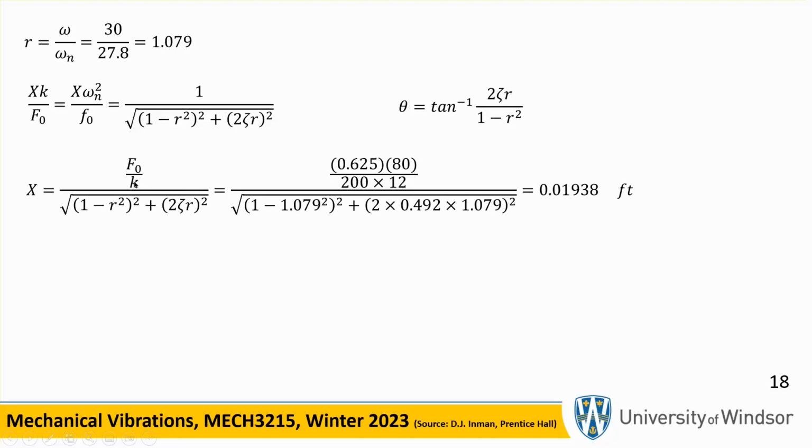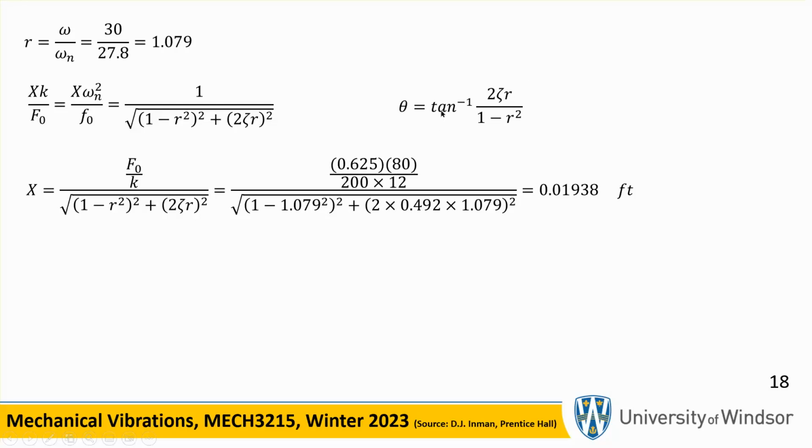The K, we already did it. 200, it was pound per inch. So multiplied by 12, pound per foot. So this is all consistent. And the value of R, we just calculated right there, plug it in, and you get 0.01938 feet. Okay? This is the amplitude, and you can find your phase. Just plug in the appropriate value for the phase angle.